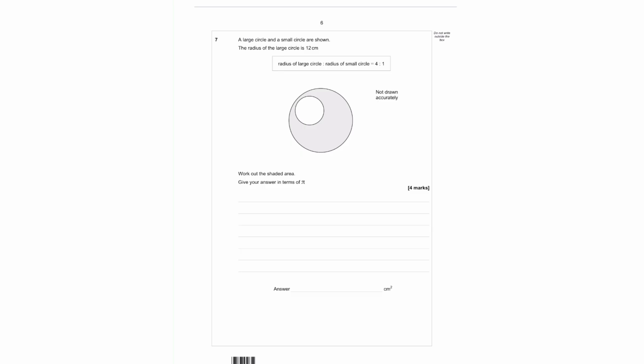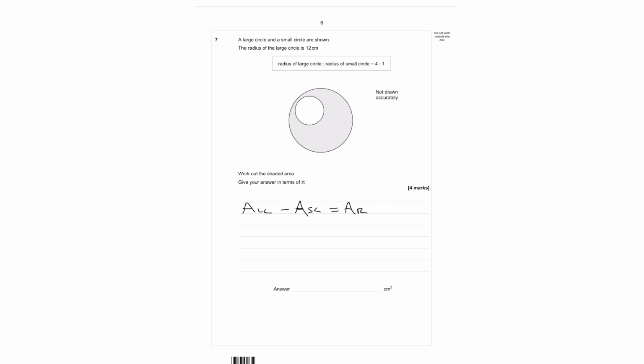So the shaded area is going to be given by the area of the large circle, which I'm going to call A sub LC, minus the area of the small circle, which I'm going to call A sub SC, and that equals, I'm going to call it A sub R, area remaining. Maybe not the best terminology I've used there.